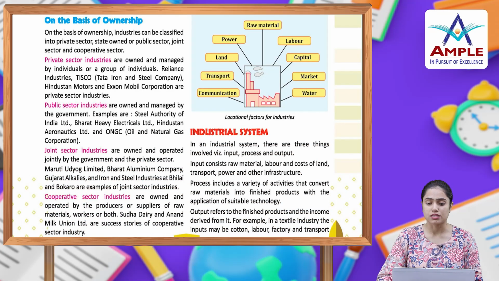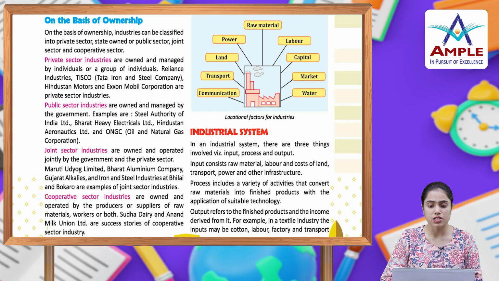Industrial system. In an industrial system, there are three things involved: input, process and output. Input consists of raw materials, labor and cost of land, transport, power and other infrastructure. Process includes a variety of activities that convert raw materials into finished products with the application of suitable technology. Output refers to the finished products and the income derived from it.